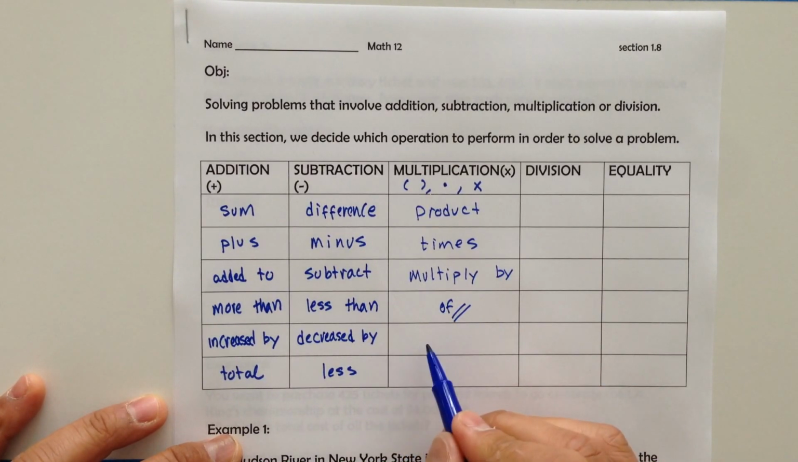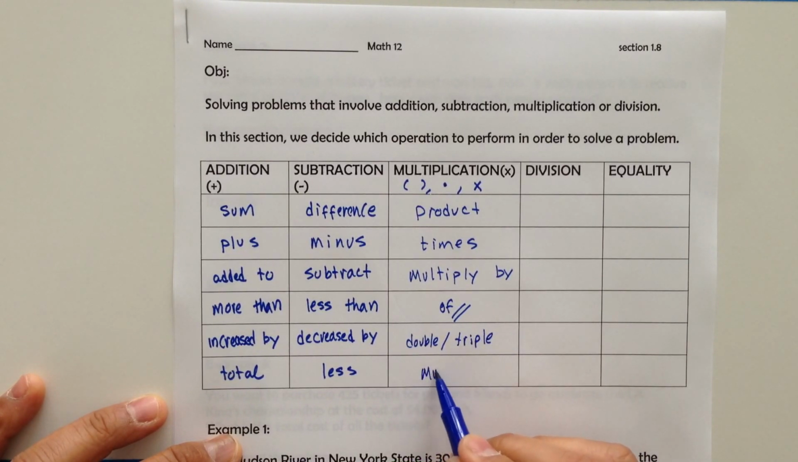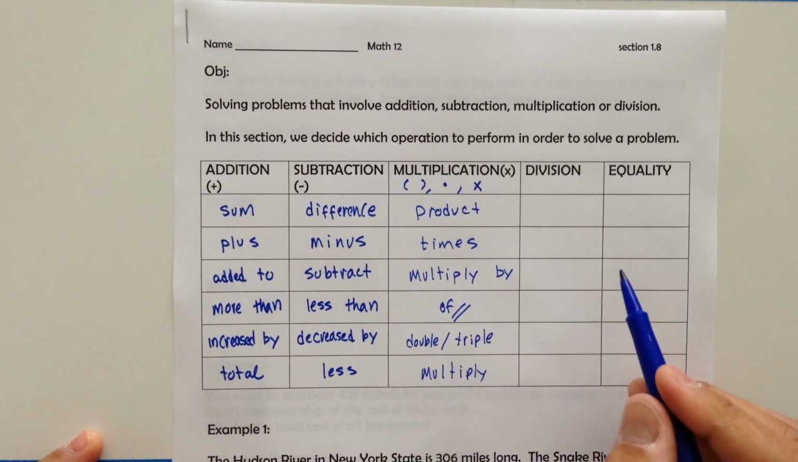The words double, triple mean to multiply. The word multiply means to multiply. And the reason why I wrote the word multiply again is because sometimes you might see multiply by, sometimes you might just see multiply, but it means to multiply.